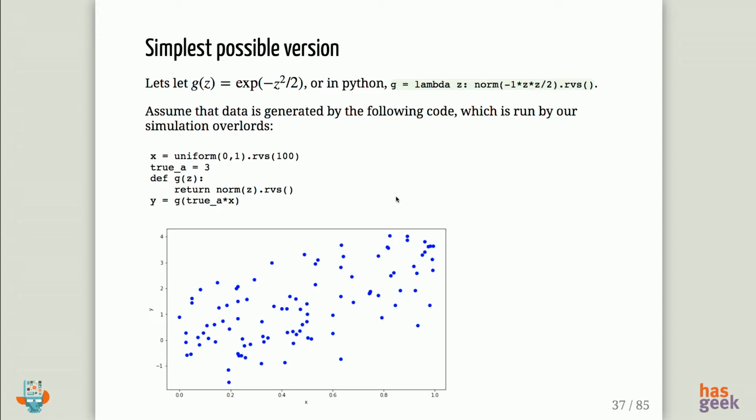So here's a simple version. We're going to let our function g be a normal distribution. So we're assuming the data was drawn where, in that previous slide where I said I had a function g, it just imports scipy.stats, norm of these parameters. This is our function g, and this is the data set generated that way.